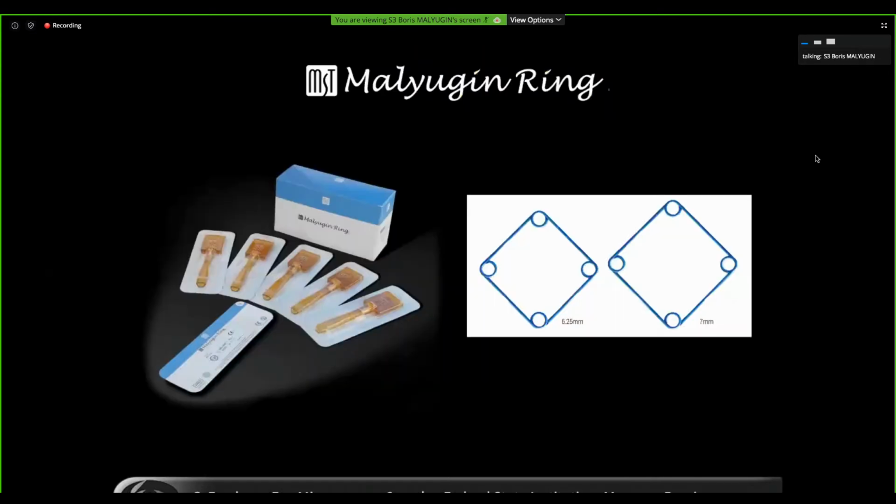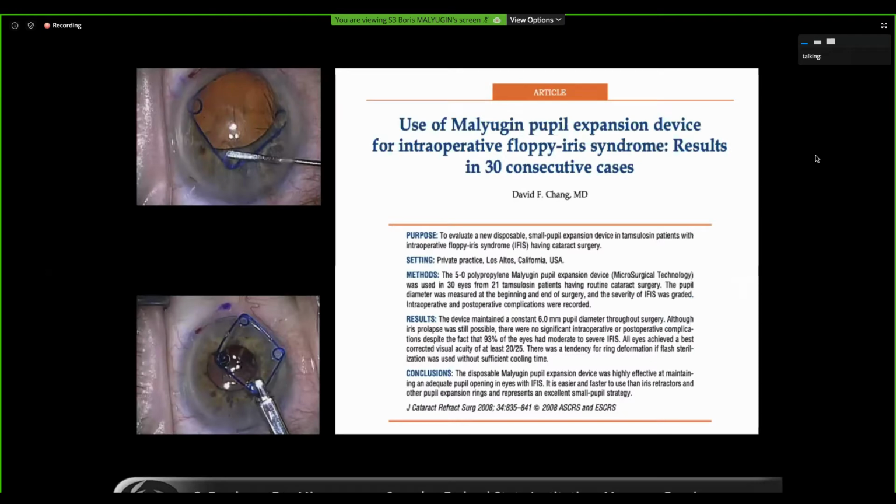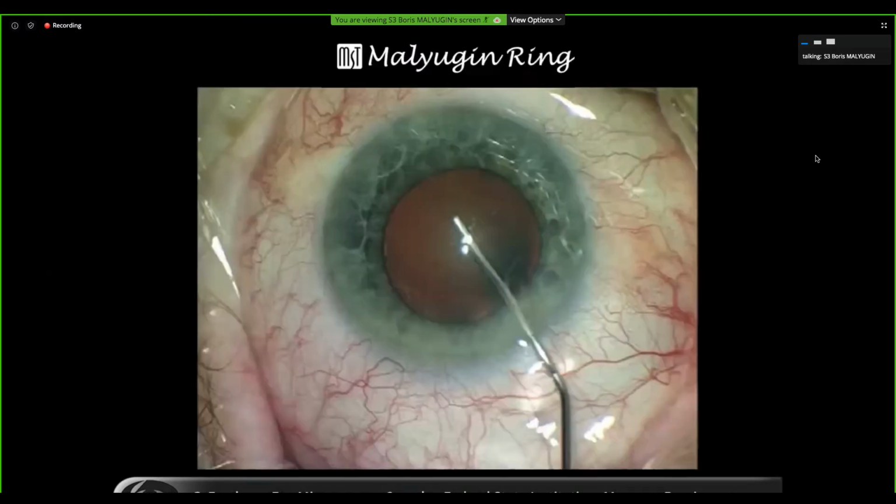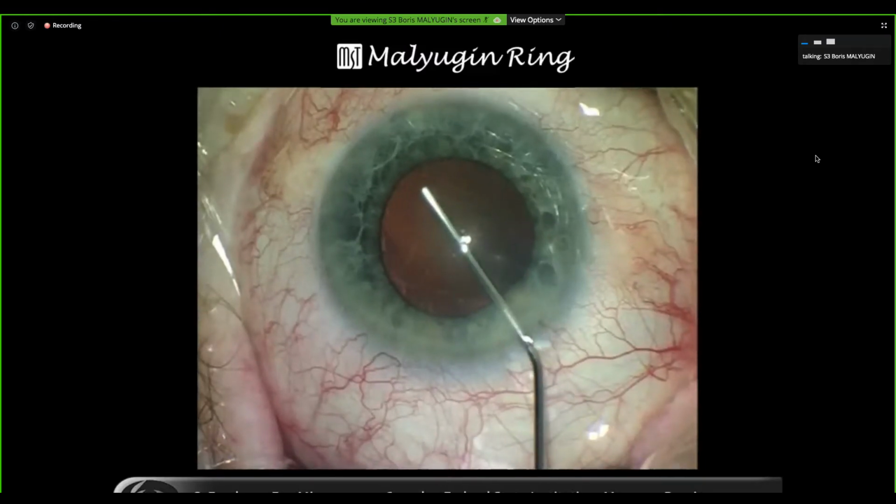very helpful combination. Also, the Malyugin ring, which was first reported in 2008 by David Chang, who was using that in 30 consecutive IFIS cases. So the use is quite straightforward.